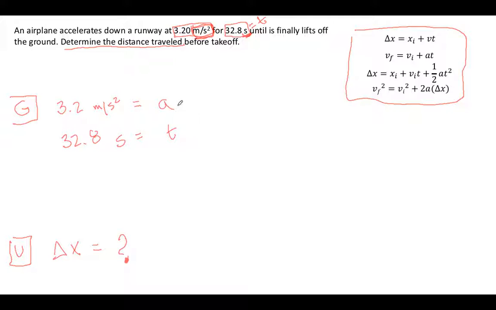So here we have three variables, a, t, and delta x. But if I look at these equations, let's see, delta x, xi, vt, we don't have v. V we don't have, v we don't have, and v we don't have. So none of these equations we can use because we don't have v, and v is not our unknown. So maybe we need to look at this problem a little more closely. And I'll start by drawing a picture. Drawing a picture sometimes helps physics problems.